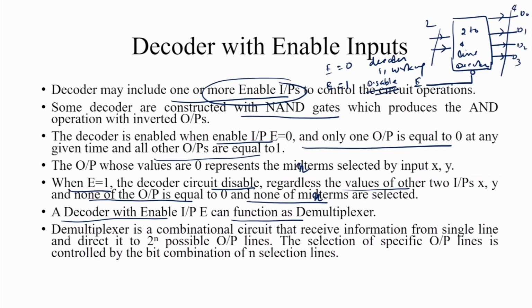A general demultiplexer is a combinational circuit that receives information from a single line, like the enable input here, and directs it to 2 to the power n possible lines, and the selection of specific output lines is controlled by a bit combination of the selection lines. When this decoder with enable input works as a demultiplexer, then these input lines are like selection lines and this is like the single input line, and it directs information over 2 to the power n possible output lines.